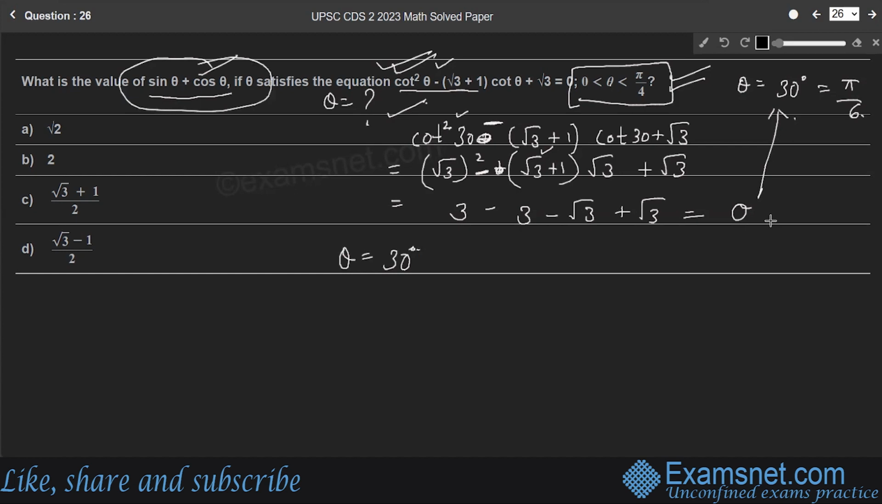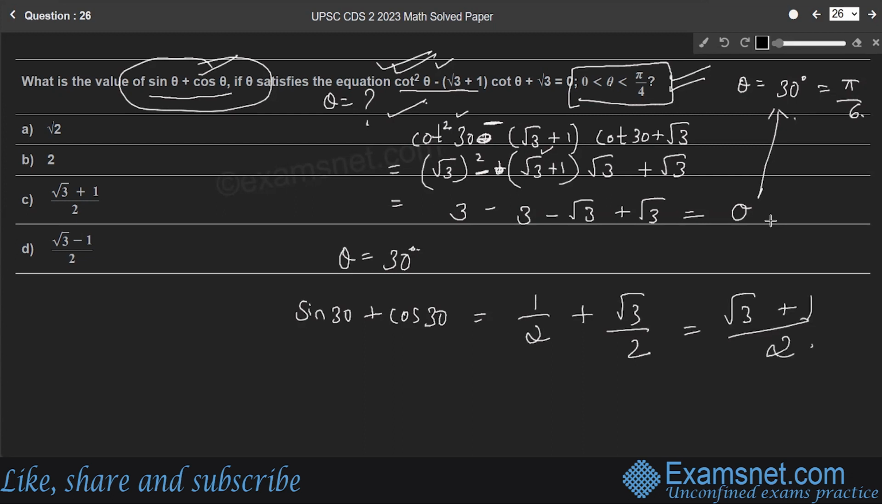Then sine theta plus cos theta becomes sine 30 plus cos 30, which is equal to, since sine 30 is 1 by 2, cos 30 is root 3 by 2. So we have root 3 plus 1 by 2 as the final answer. So option C is the right answer.